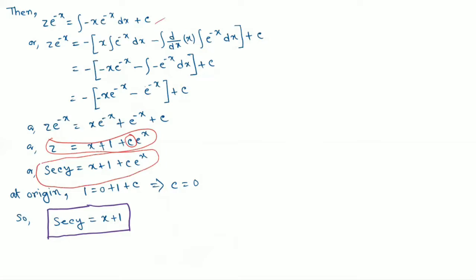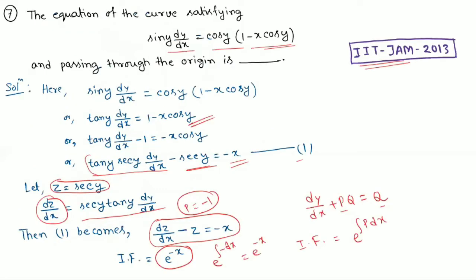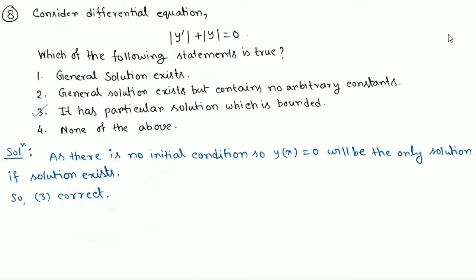Now at the origin x equals to 0 and y equals to 0 and sec 0 equals to 1, so 1 equals to 0 plus 1 plus c, so c is equals to 0. So our required equation is sec y equals to x plus 1. Okay.